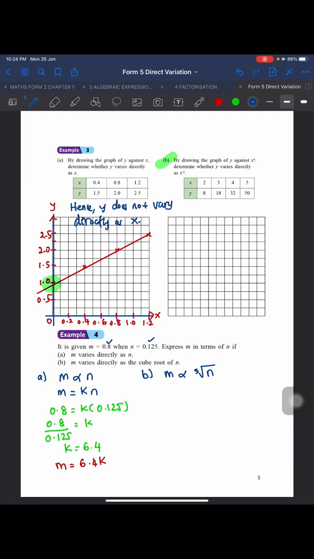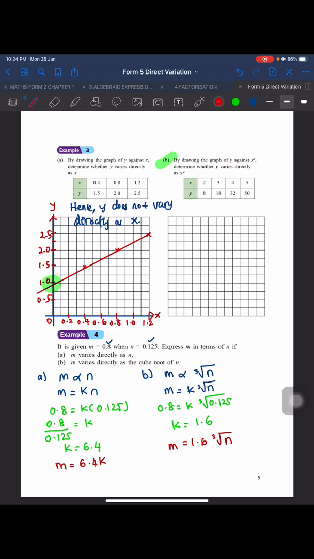So we transform this relation into equation form. We get m equals k times the cube root of n. Next we need to find the value of k, so we substitute the values of m and n. So 0.8 equals k times the cube root of 0.125. You will get the value of k is 1.6. So the final answer is m equals 1.6 times the cube root of n.